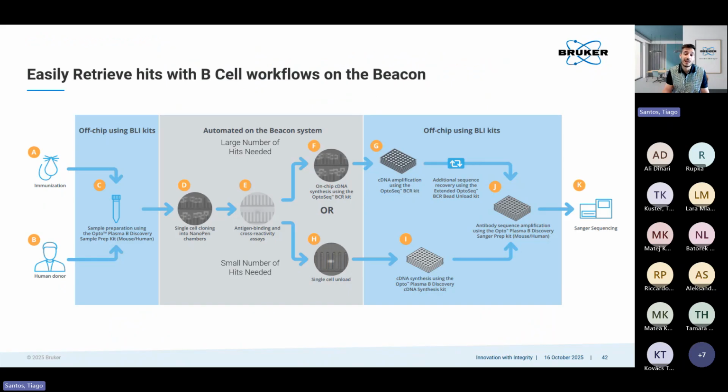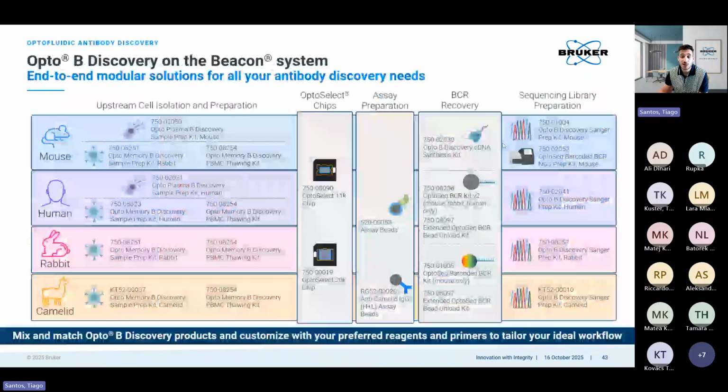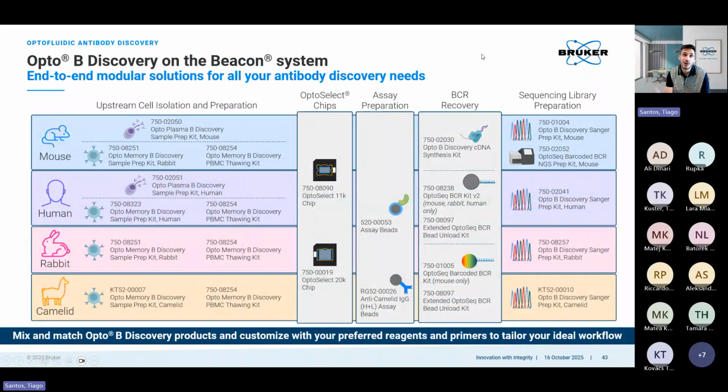Then, of course, it's key to get the sequence back. So we can easily retrieve the hits with B cell workflows. Either we can do single cell unloading and get the B cell, or otherwise we can do on-chip cDNA synthesis using our OptoSelect PCR kits, and in this way get the cDNA sequence, amplification, and sequencing. And as I mentioned, we have an R&D team that has for years now developed on Beacon and developed multiple kits for isolation of B cells from different types of sample sources. Then we have different OptoSelect chips and kits to help you get the sequence back and analyze that data.